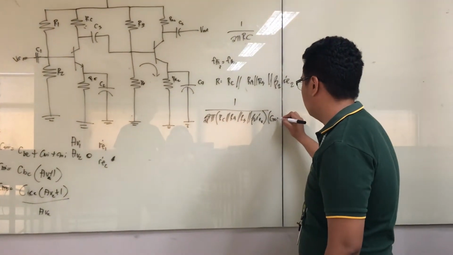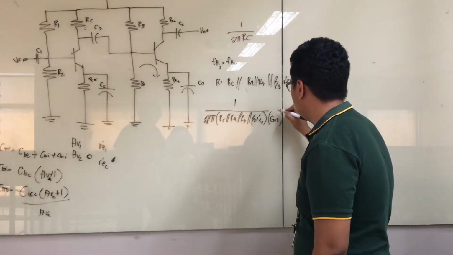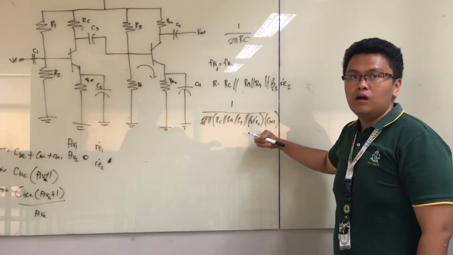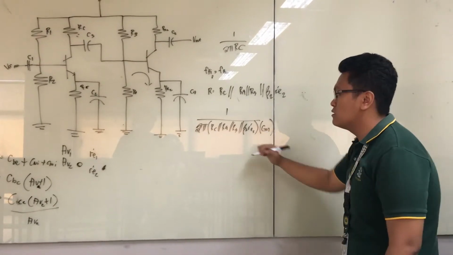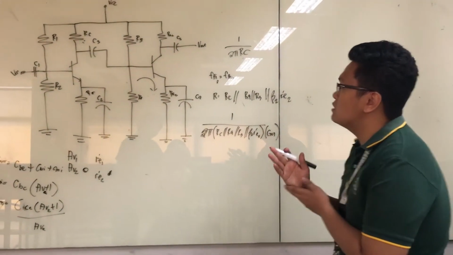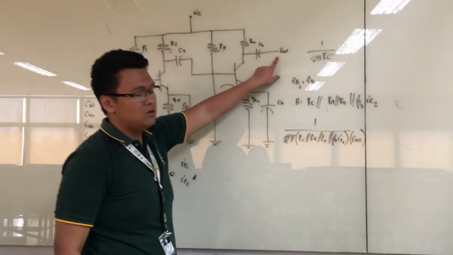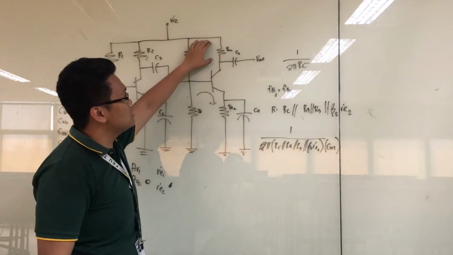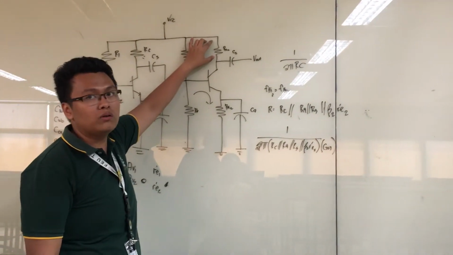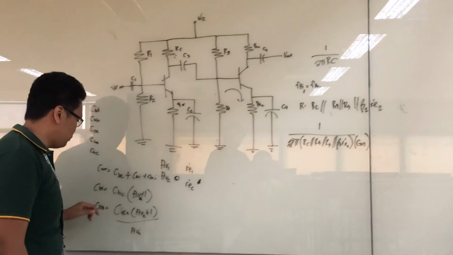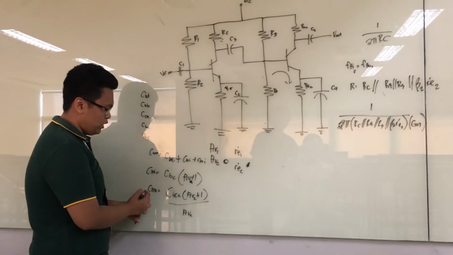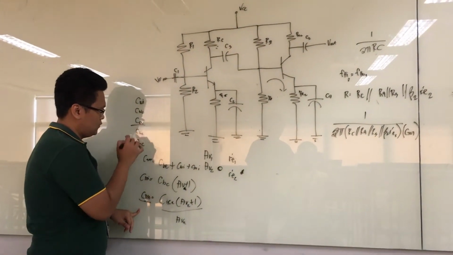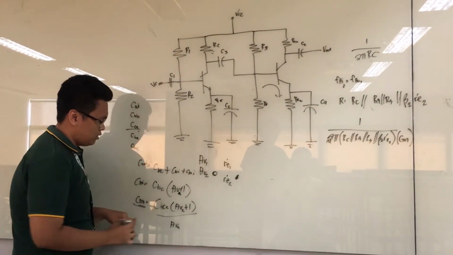C total. Now this is your general formula for your input high frequency response. Now going to the output, you see here that the output is connected here and there are no additional resistances. So the only resistance that you will count is the collector resistance, multiplied by the total capacitance that you will get using the Miller output and then the common emitter.